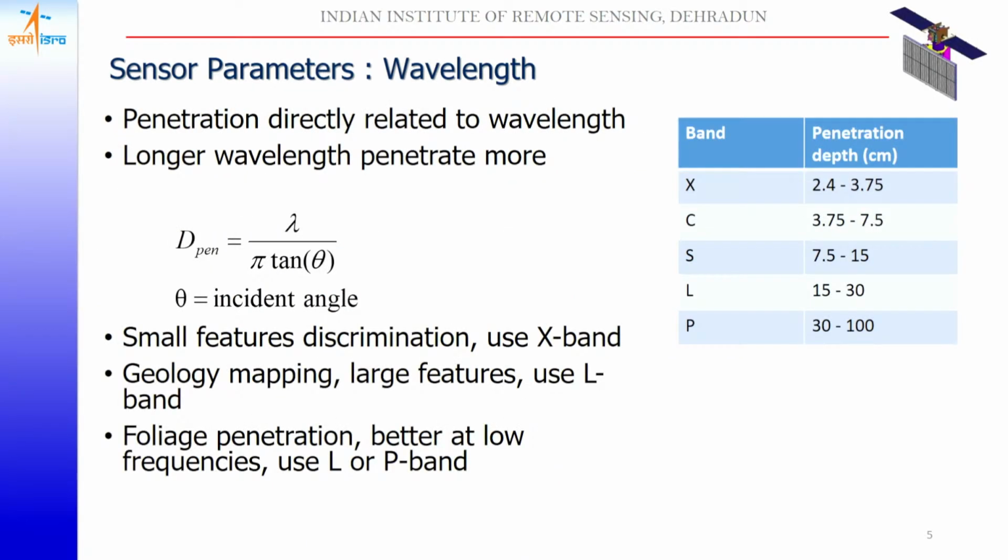The penetration capability is mathematically related to lambda by pi tan theta, where lambda is the wavelength and theta is the incident angle. So as the wavelength increases, the penetration capability also increases. We can see the different bands and the penetration depth in centimeters for different bands. As we go to the higher wavelength, the penetration depth increases.